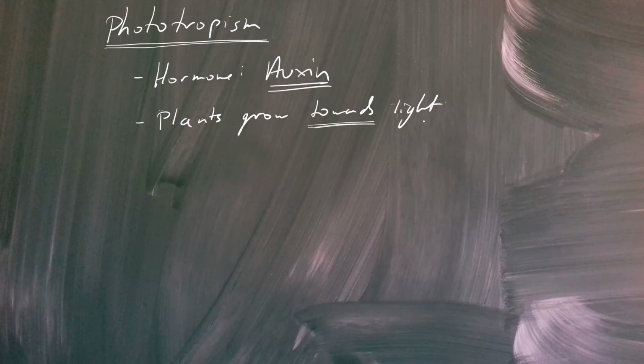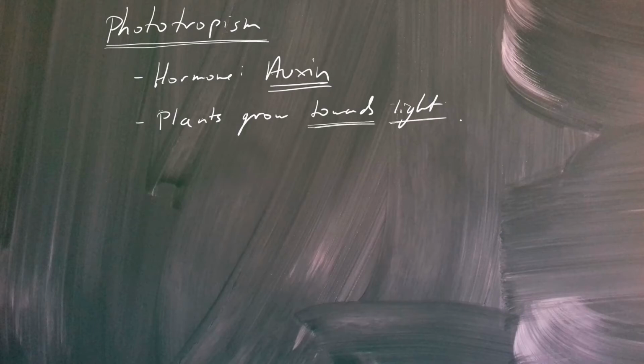Okay, so that's the name of the plant hormone. The idea is that if they ask you to describe phototropism, don't just write down auxin, but you have to explain what it means first. Plants grow towards light. My handwriting is not very nice here on this tablet. I'm not going to rewrite this. Plants grow towards light.